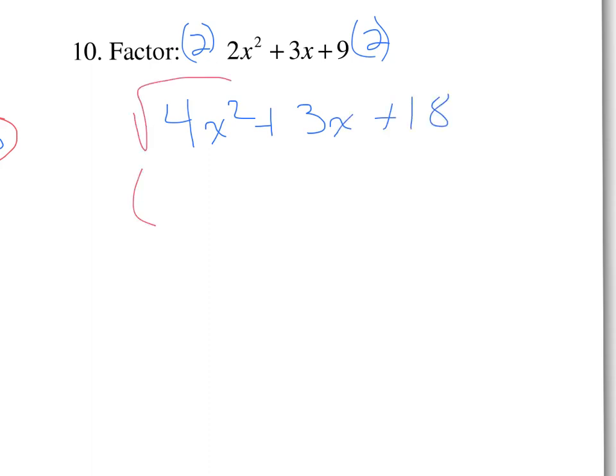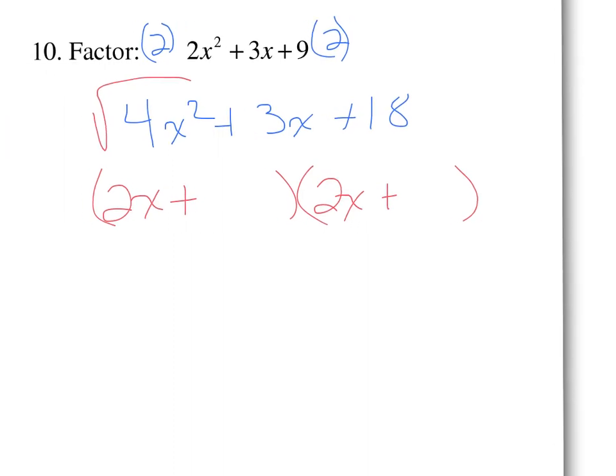Square root the first term, so 2x times 2x. The first sign comes down. Multiply the two signs for the second one. Positive times positive is positive, so we have same signs. So we're looking for factors of 18 that add to make 3. Wow, that's interesting. Are there any factors of 18 that will add to make 3?